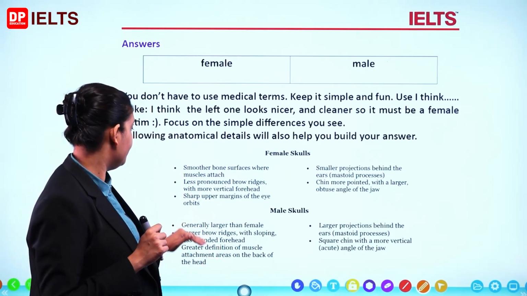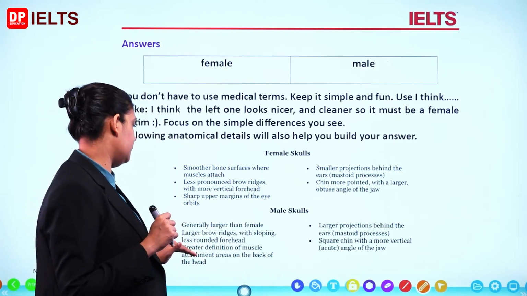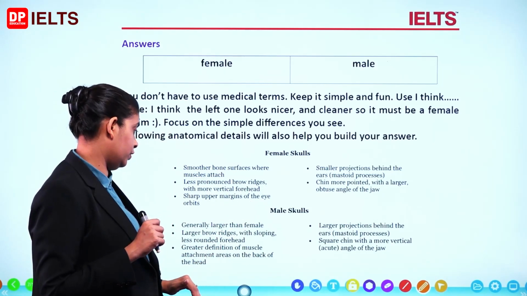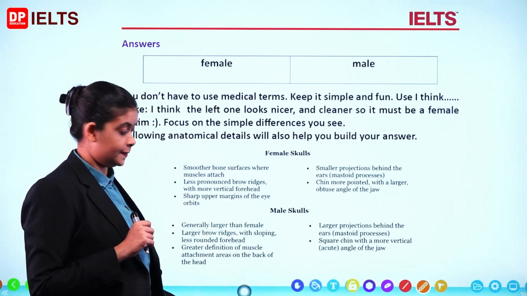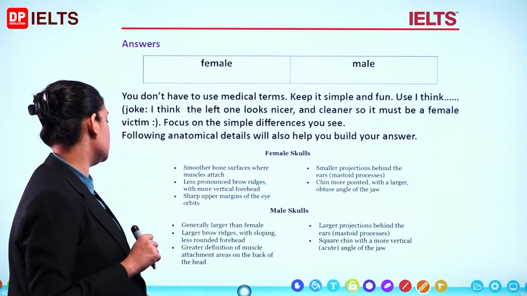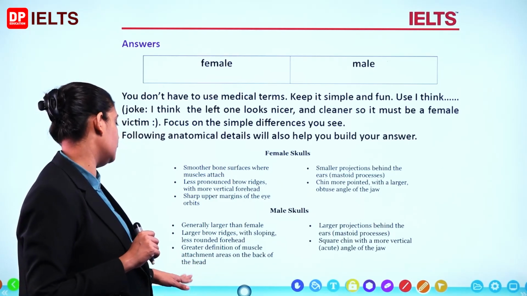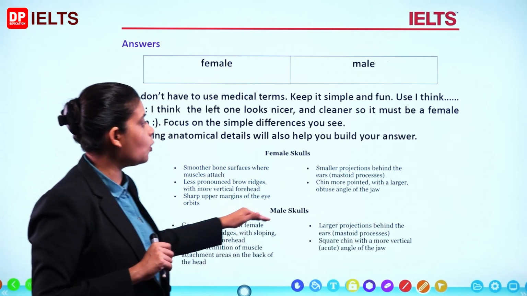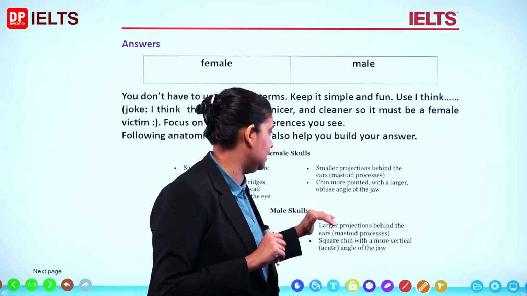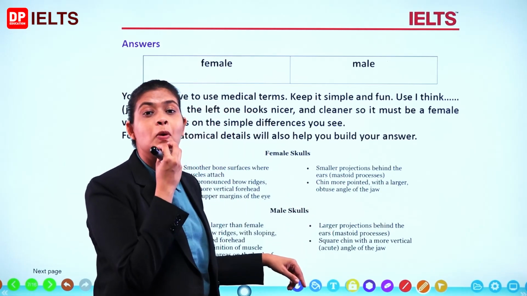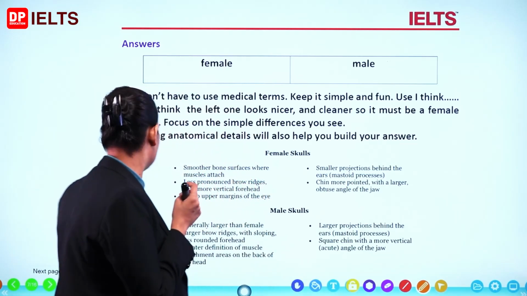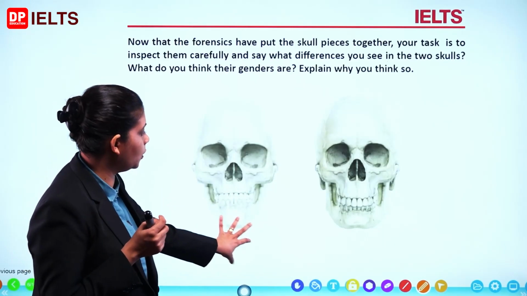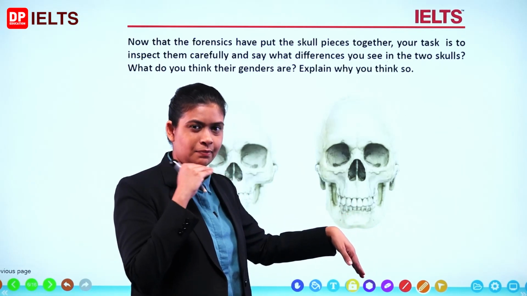Whereas males are generally larger than females, with larger brow ridges and a sloping, less rounded forehead. Greater definition of muscle attachment areas on the back of the head. Smaller projections behind the ears. Chin is more pointed with a larger obtuse angle of the jaw. So you can see this one was a bit more pointed than this one.